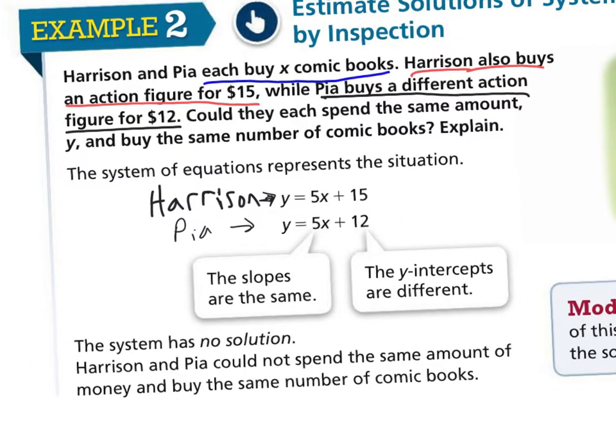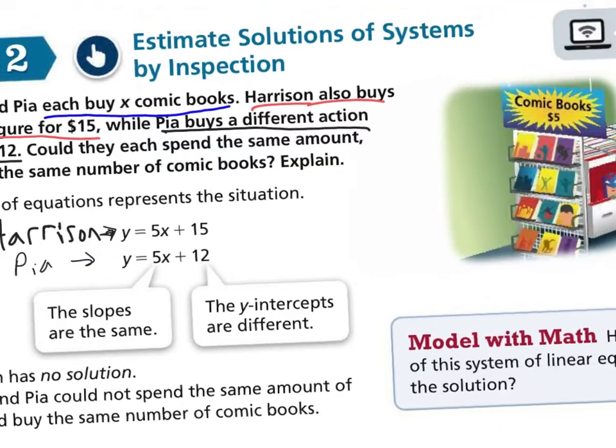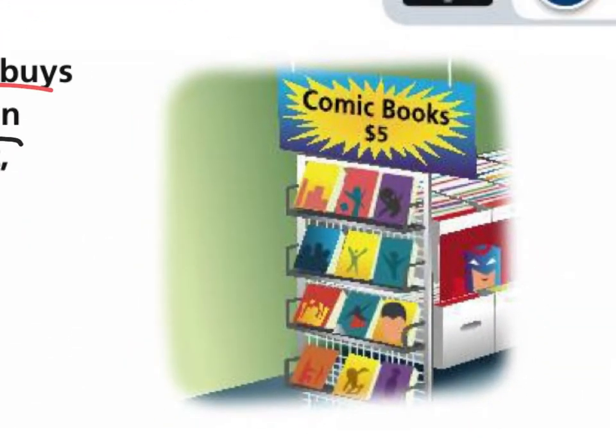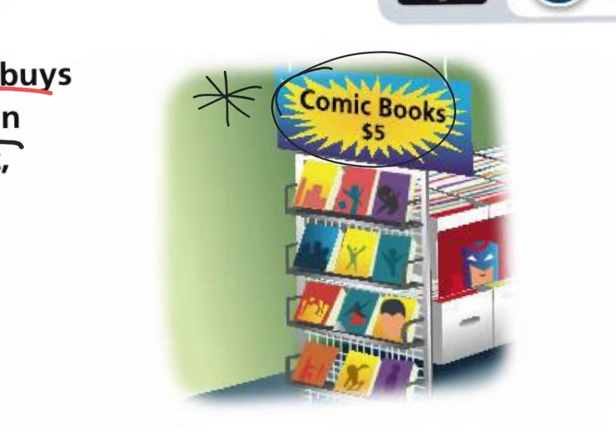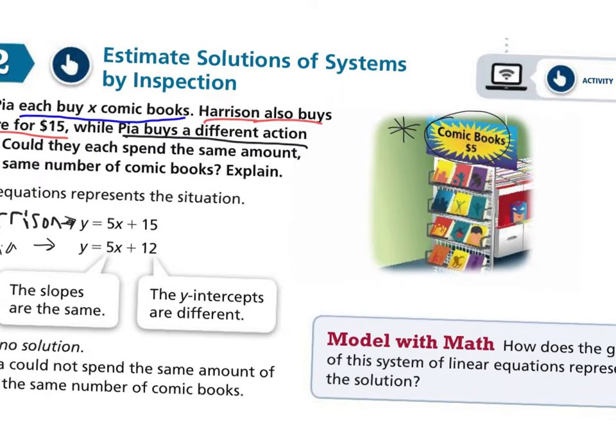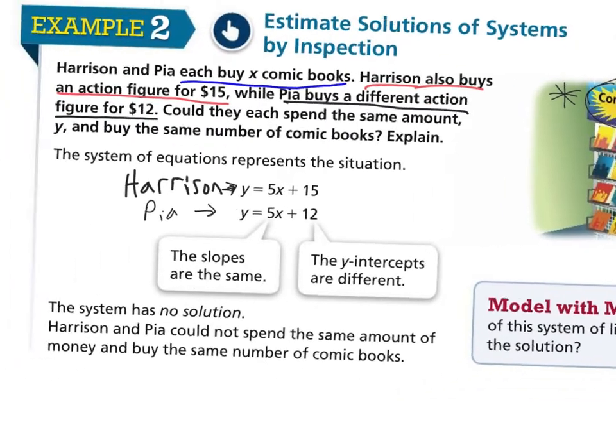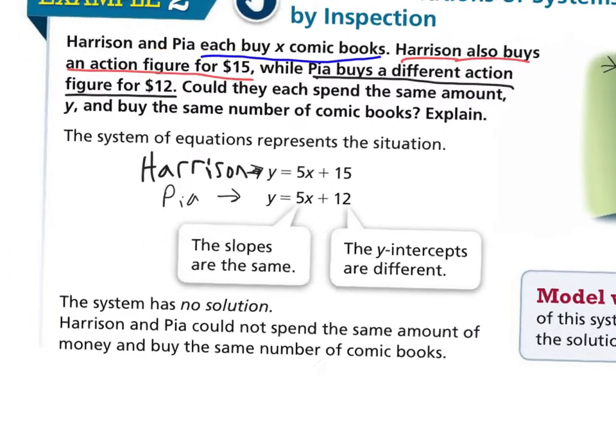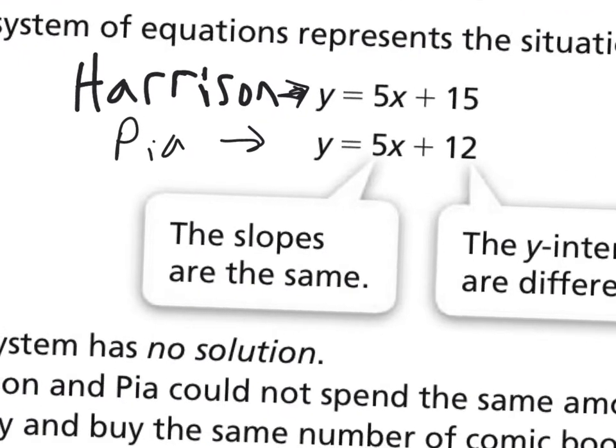And you might wonder about the 5, where they're getting the 5x. If you look over at their picture where they like to give information a lot of times, that's where they're telling us the comic books are $5 each. So $5 times X comic books is 5X. So if you look at these equations, first of all, we're going to look at the slope.